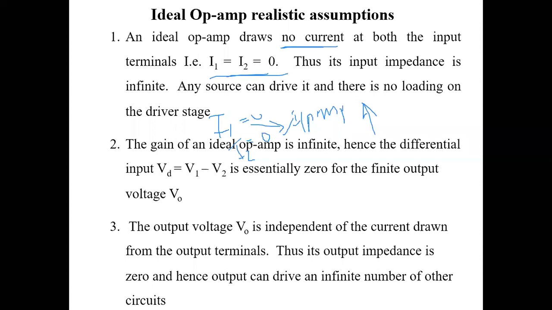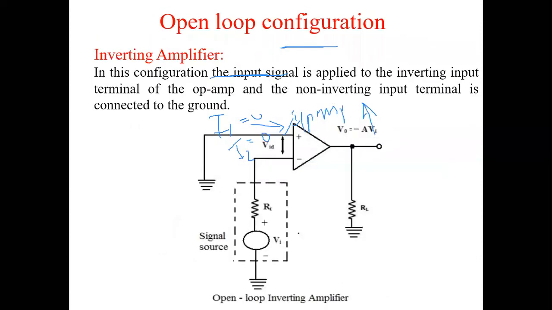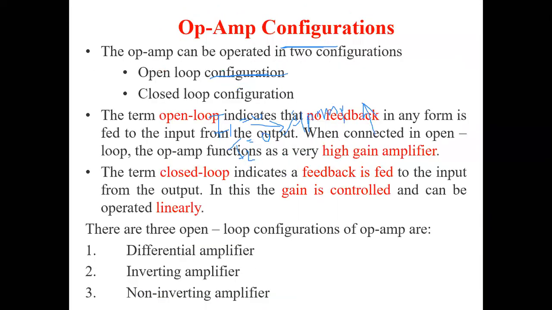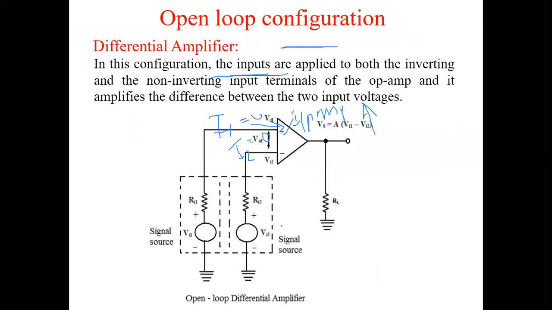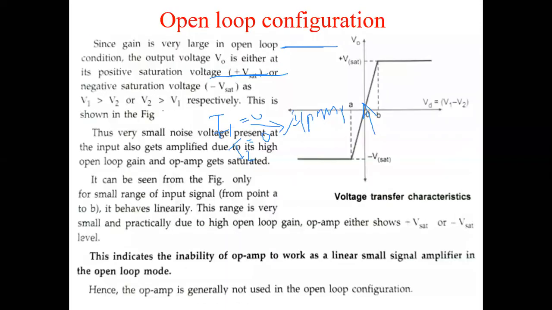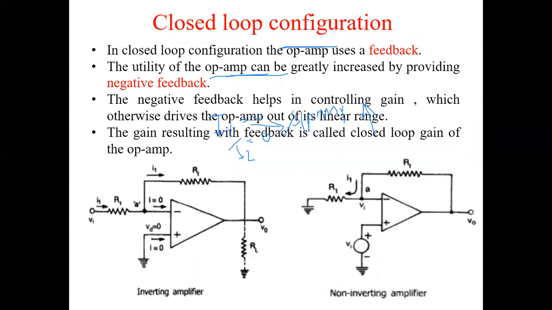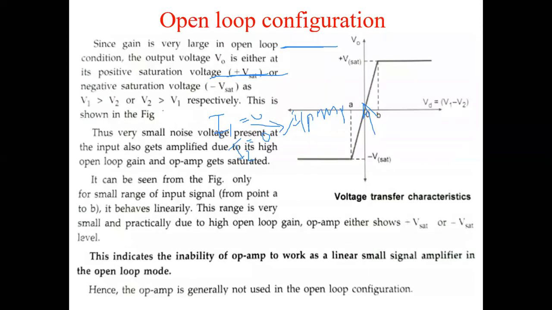So enough for today. We have seen today about the open loop configuration and closed loop. Why do you go for closed loop configuration? For linear operations, we have to go for closed loop configuration. For non-linear operations, you can go for open loop configuration. In open loop configuration, the only possible output is either plus Vsat or minus Vsat.